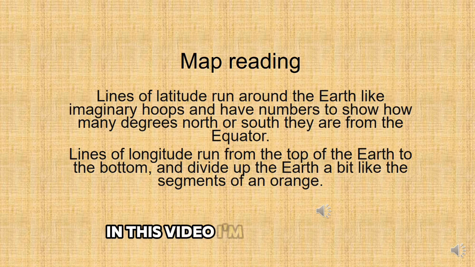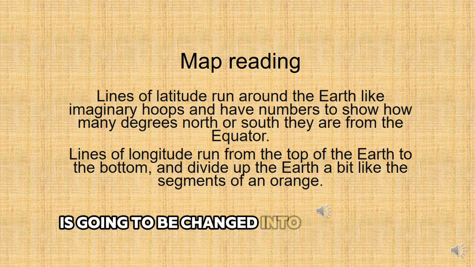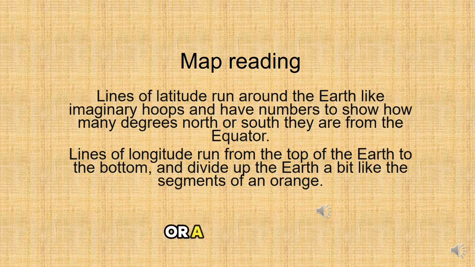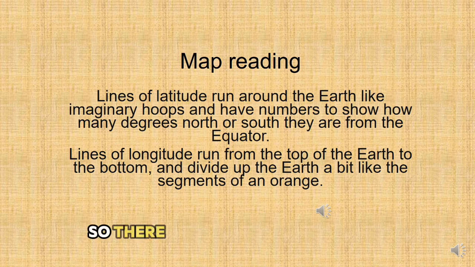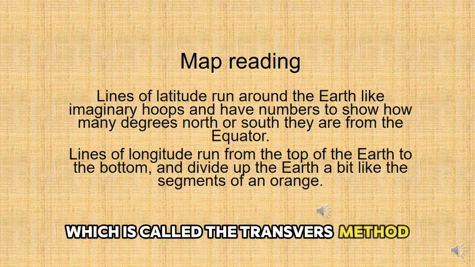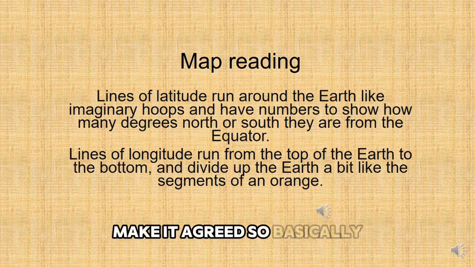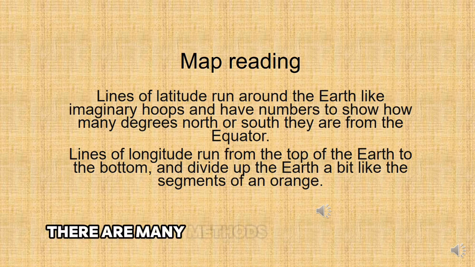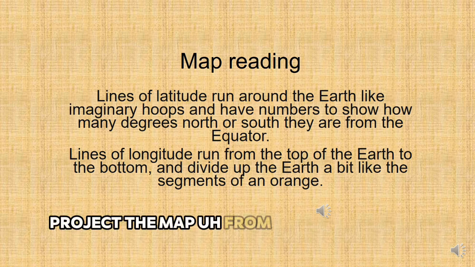In this video, I'm going to take you through a journey of understanding how the spherical shape of a globe is going to be changed into a rectangle map or a square map, a two-dimensional map from a spherical shape. So there is a method which we use, which is called the transverse method, which will produce what we call the transverse Mercator grid.